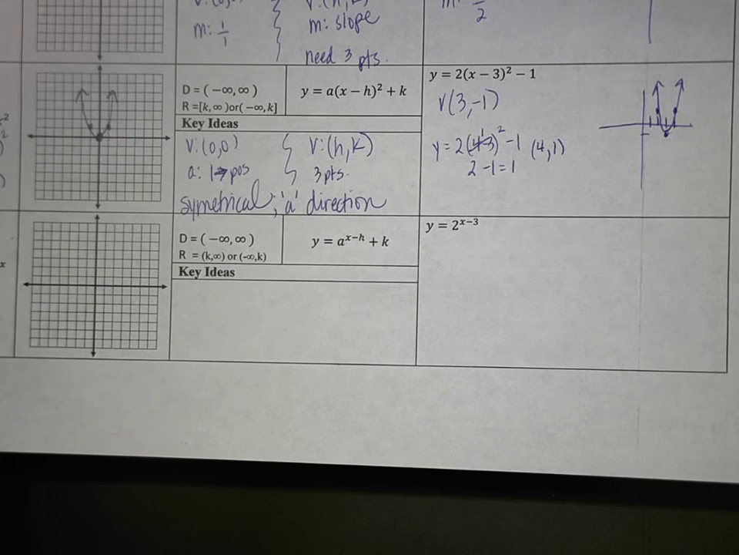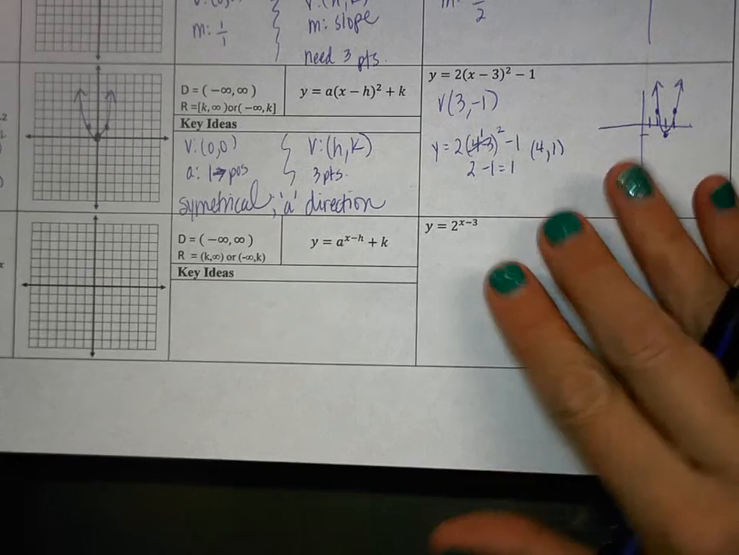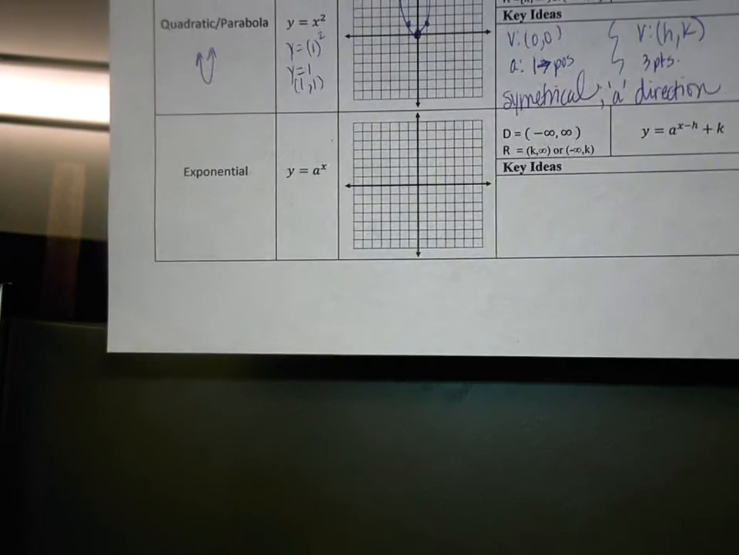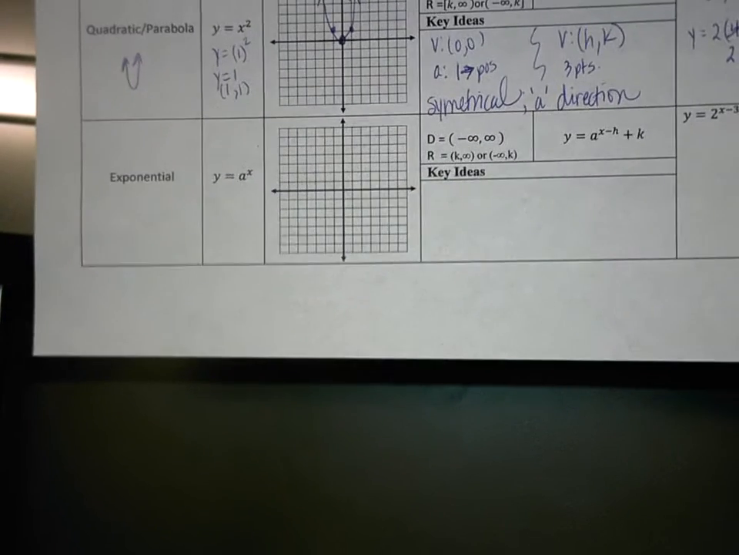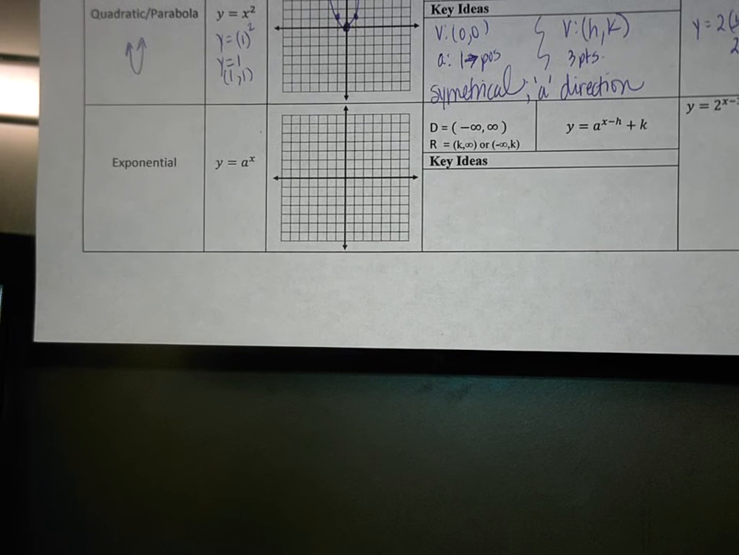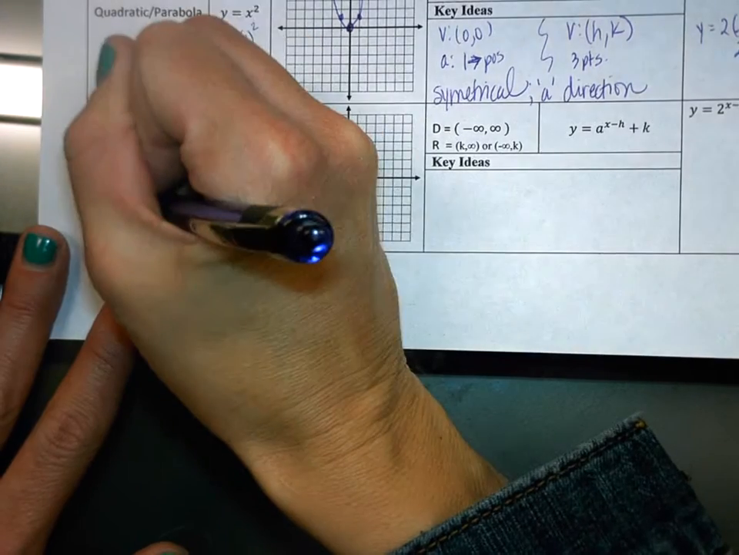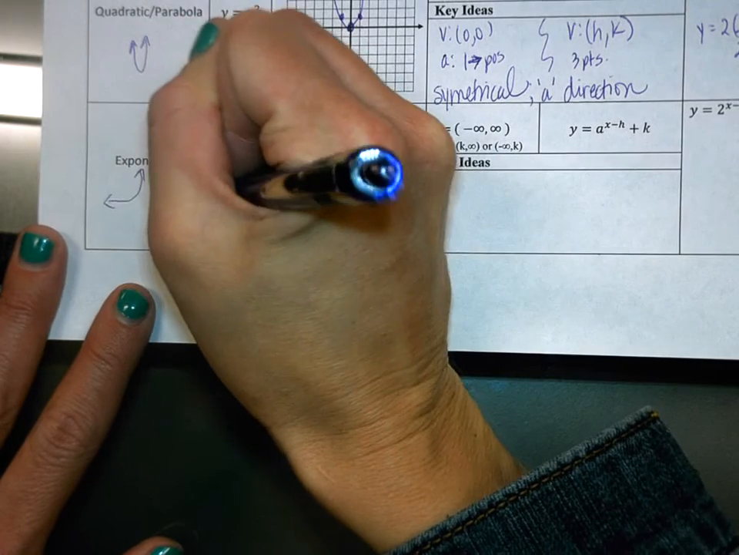Okay, we're good? All right, so next we have our exponential graph. So do you guys remember what these graphs look like? Yeah, I was thinking L, but you could think of it as a J or an L, but it kind of either goes like this or this, right, for your exponential.